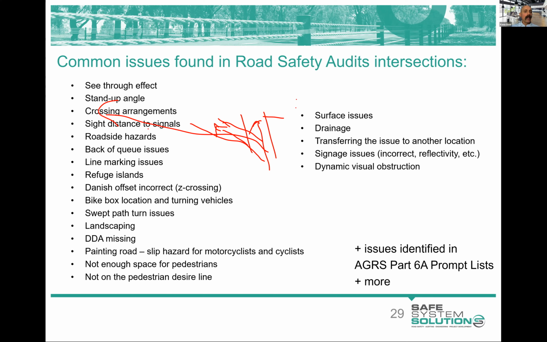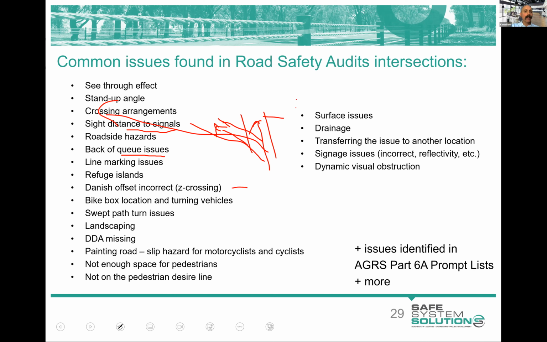Crossing arrangement, sight distance of signals is a good one. And back of queue issues associated with that. So often we look at the signals, everything's good, you've got good sight lines to the signals and everything like that, but you've got to start to think, well, what about if we get a bit of a queue of traffic? Are approaching drivers going to be able to see the back of the queue in time to be able to react and stop?